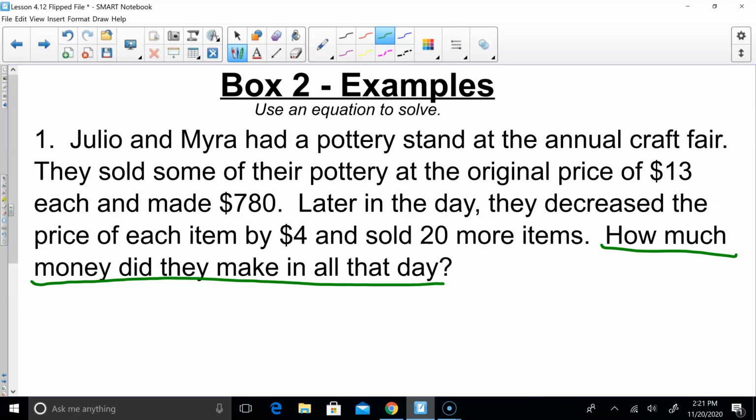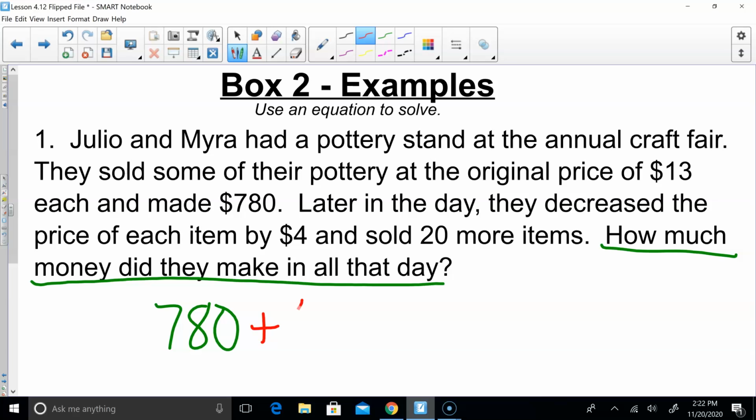So let's figure this out. How much money to start with? They sold some of their pottery at the original price of $13, and they made, okay, so I have this part. I know they made $780 to start. Now it says later that day they decreased the price of each item by $4. Well, they made this money, they're going to make some more money, so I need to add these two together. So they decreased the price by $4.